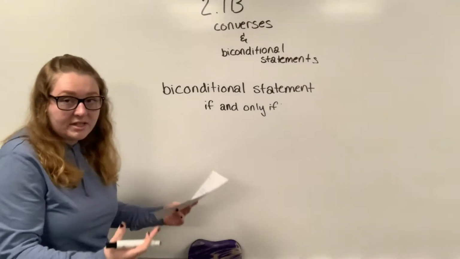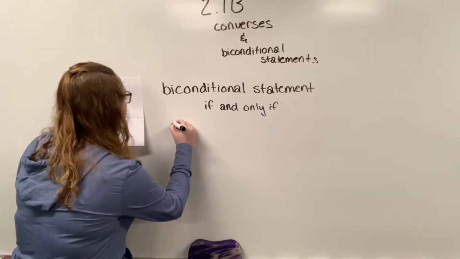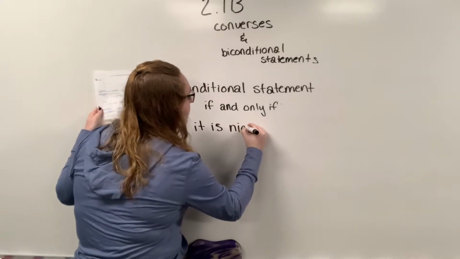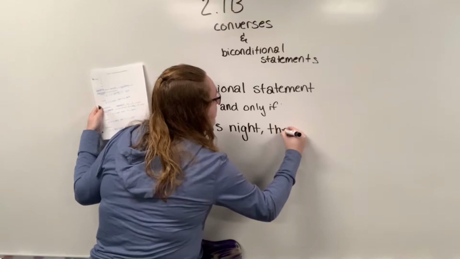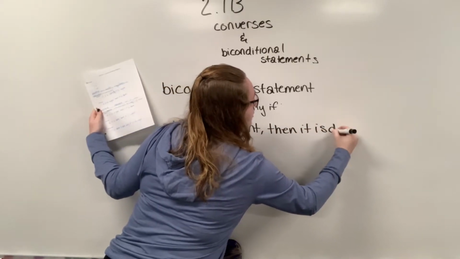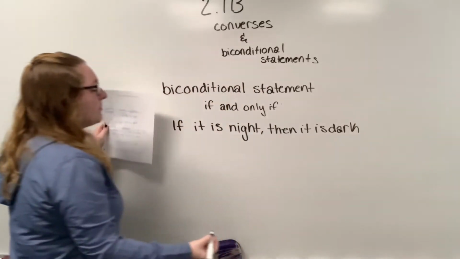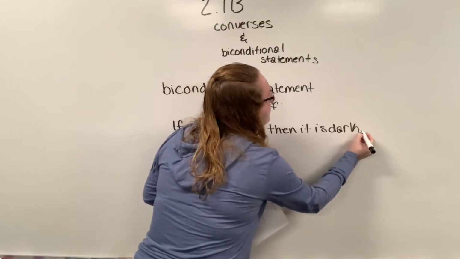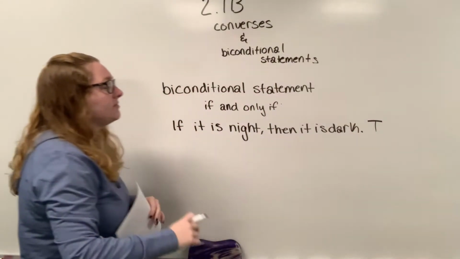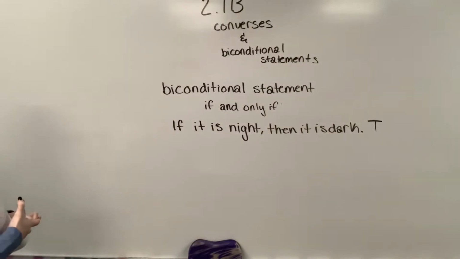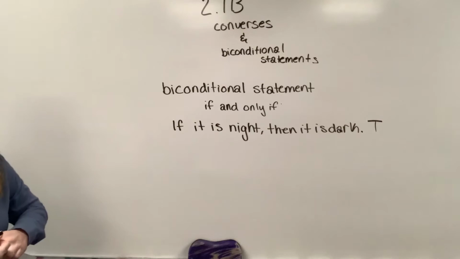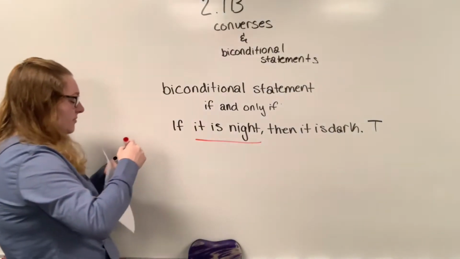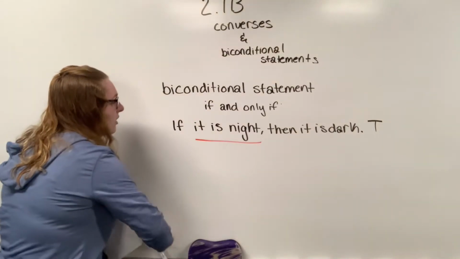Our original or conditional statement is going to say, if it is night, then it is dark. Okay? So this is our original statement. If it is night, then it is dark. And that is true. If it is nighttime, then it is dark. So I'm going to put a T right next to that. Next, we are going to underline our hypothesis and our conclusion. So since this is a regular conditional statement, after the if will be our hypothesis, and after the then will be our conclusion.